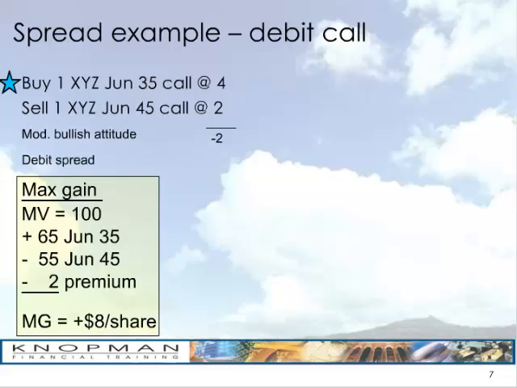Because normally if you buy a call, your max gain is unlimited. But here, well, if it goes past 35, we're happy because we start to profit. But once it goes past 45, for every dollar past 45, we have offsetting gains and losses. So that's why our maximum gain is just the difference between these two, because we profit from 35 to 45, and then past 45 we're capped, minus the $2 premium that we paid. So that's why our maximum gain is $8 a share.